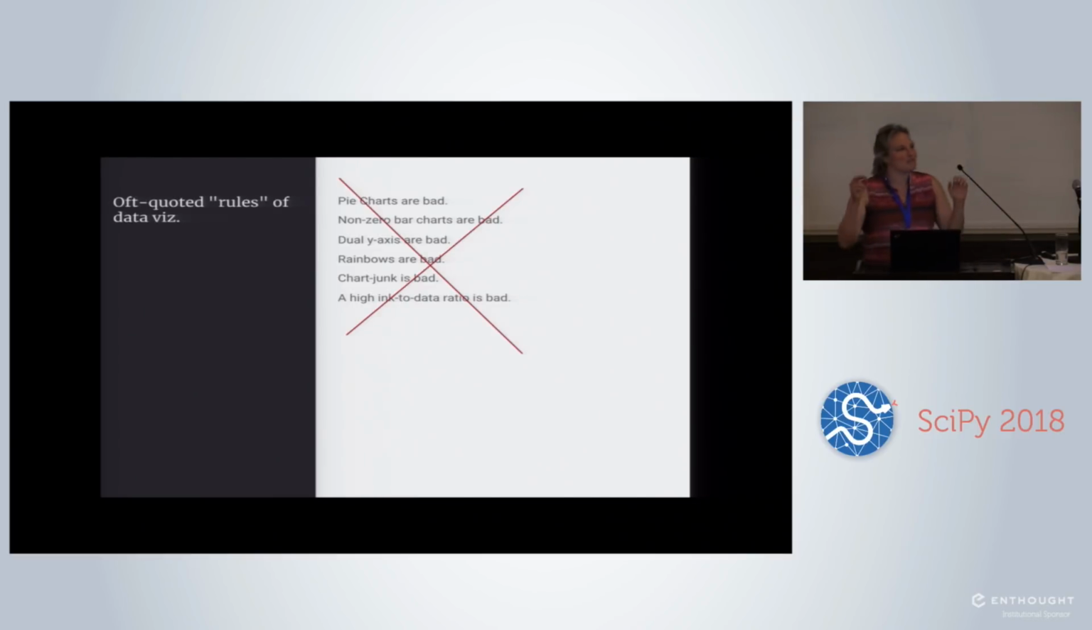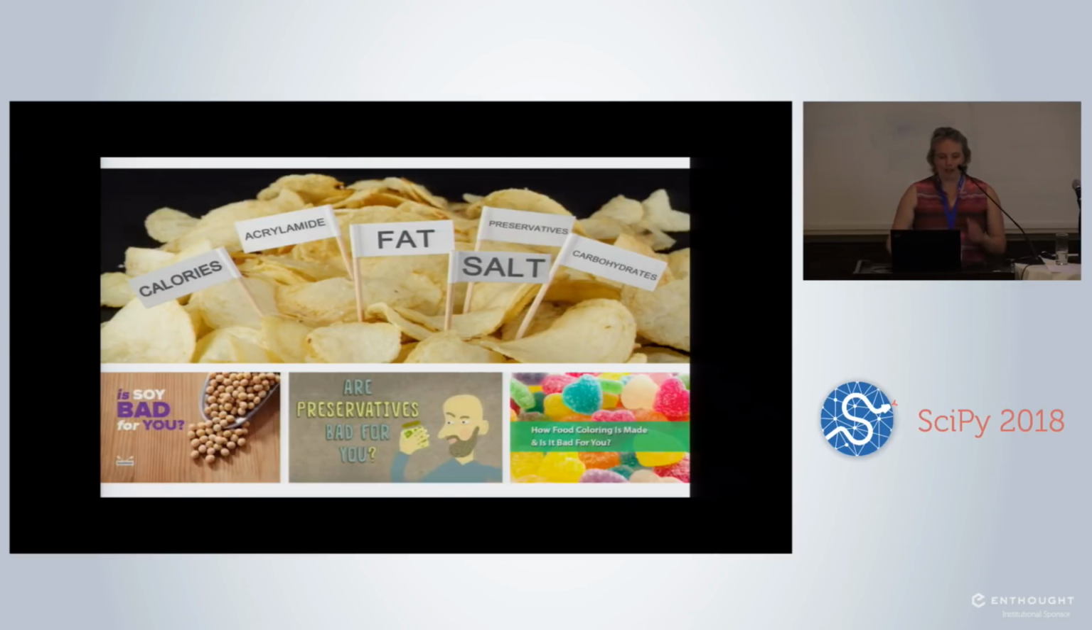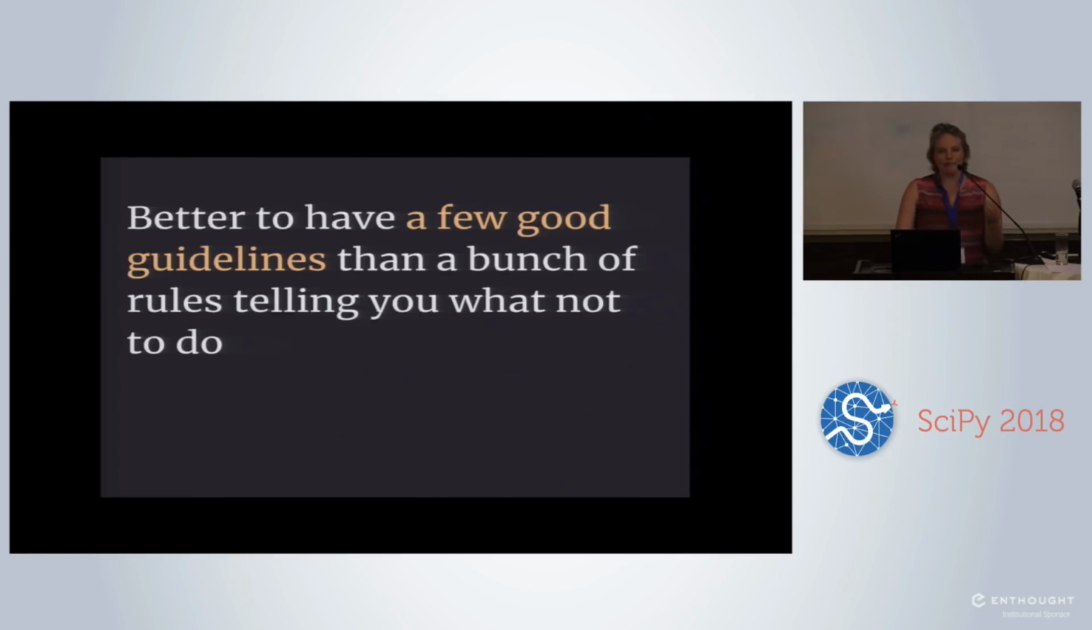These are the oft-quoted rules of Data Vis. I have fairly strong opinions on all of these. Some of them I agree with somewhat, some of them I disagree with vehemently. But they remind me a lot about how we talk about food, and I don't think they're a very useful way of thinking about visualization. With food, everything is bad for you, even things that are obviously necessary, like calories, fat, and salt. And I think it's better to have a few good guidelines than a bunch of rules telling you what not to do.